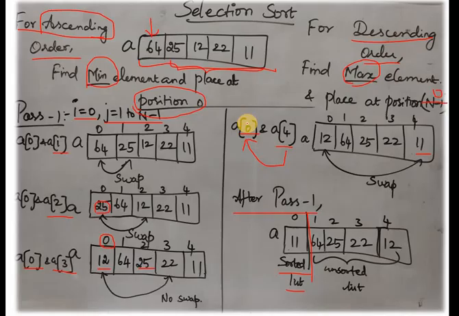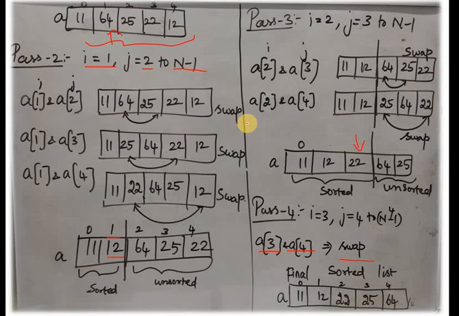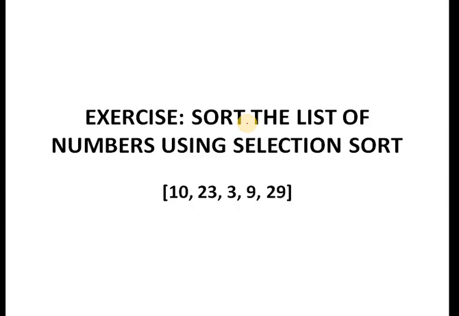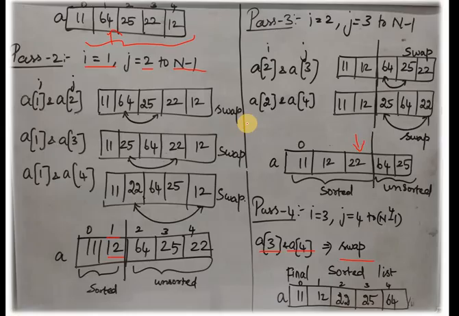Likewise it goes on. Okay, here also in pass 1 we need 4 comparisons. 4 comparisons are done in pass 1, in pass 2 3 comparisons, in pass 3 2 comparisons, and in pass 4 1 comparison. It is similar to the insertion sorting technique. So the time complexity is order of n squared. Okay, so this is about the selection sorting technique.